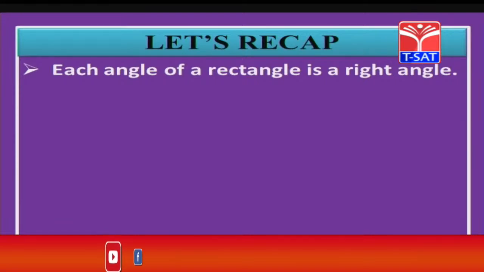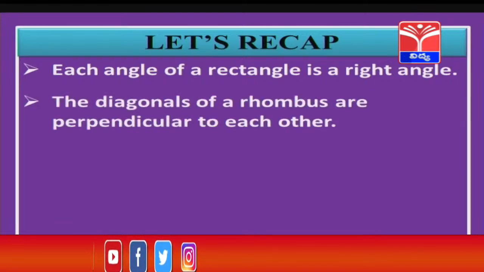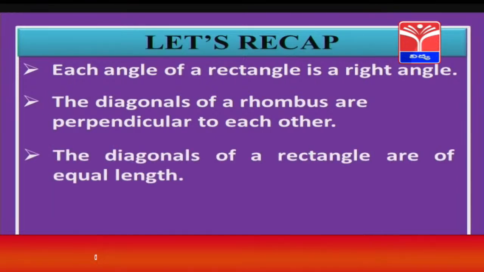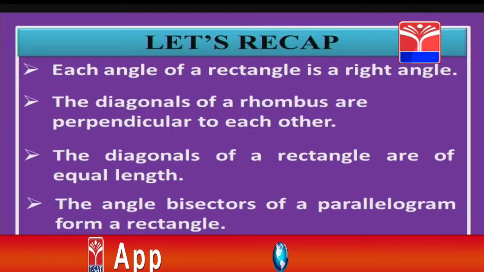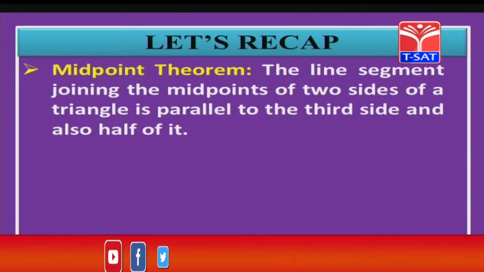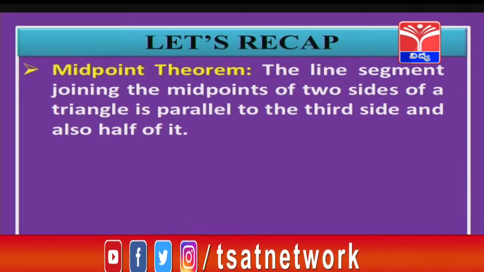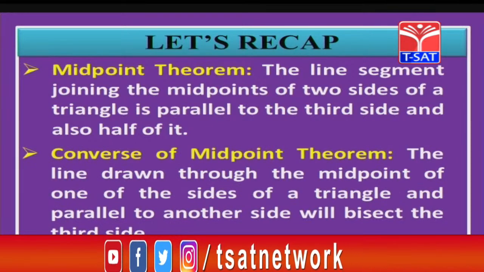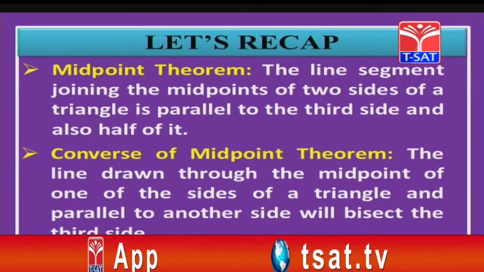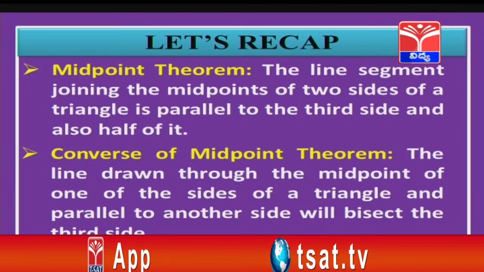So, children, before we end our session, let us quickly recap what we have learnt in this session. Each angle of a rectangle is a right angle. The diagonals of a rhombus are perpendicular to each other. The diagonals of a rectangle are of equal length. The angle bisector of a parallelogram forms a rectangle. Midpoint theorem states that the line segment joining the midpoints of two sides of a triangle is always parallel to the third side and also half of it. And converse of midpoint theorem states the line drawn through the midpoint of one of the sides of a triangle and parallel to another side will bisect the third side.